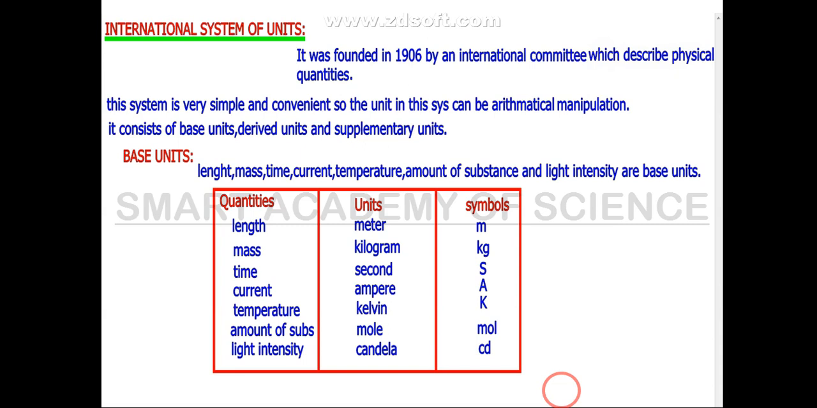Amount of substance, we measure it in mole and its symbol is mol, M-O-L. Light intensity, unit is candela and symbol is CD. So you must have to learn these things, all the things for a computer exam.